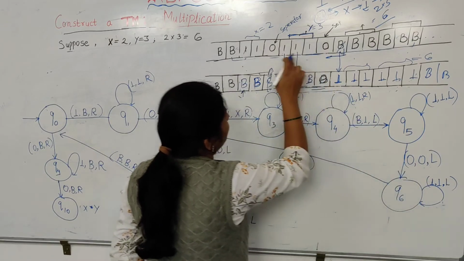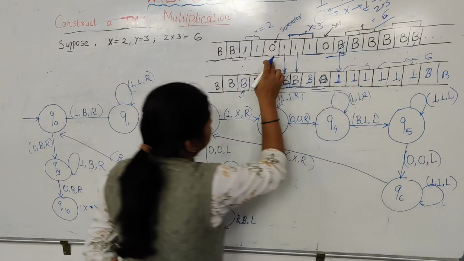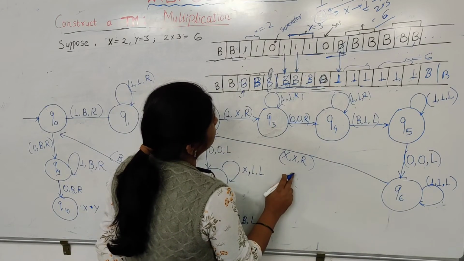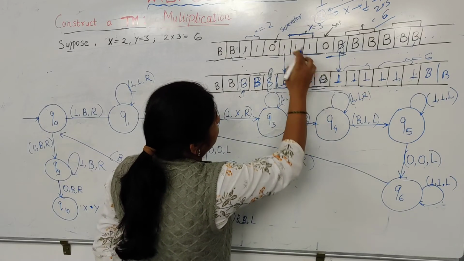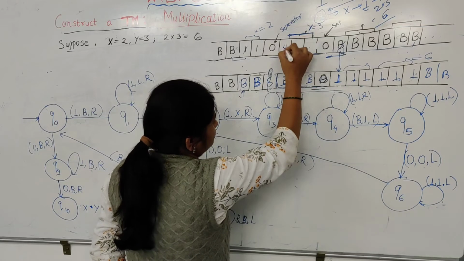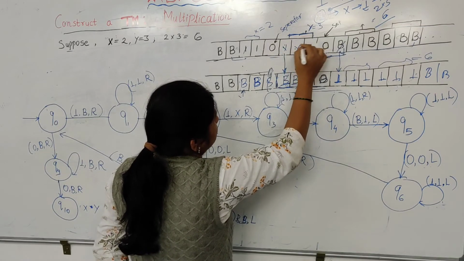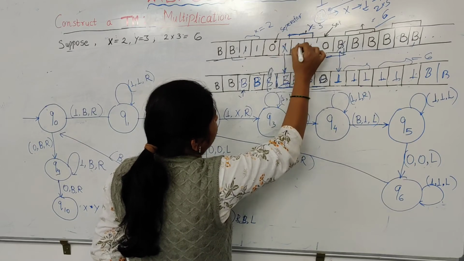If we see here any number of ones, we have to keep it 1 only, and we have to move towards the left. Now here, okay, completed. This we had converted into x. Okay. This we had converted into x.